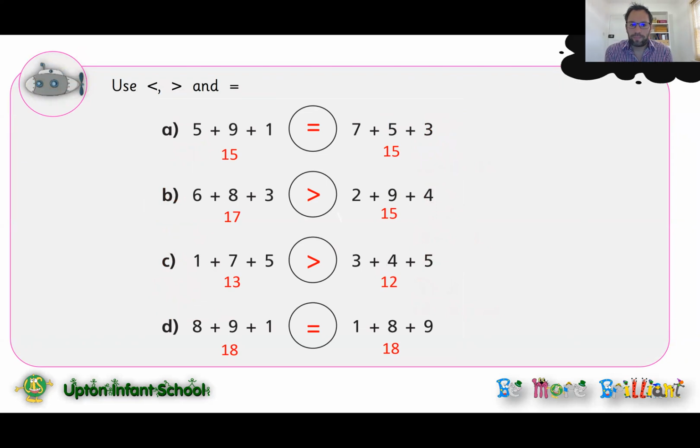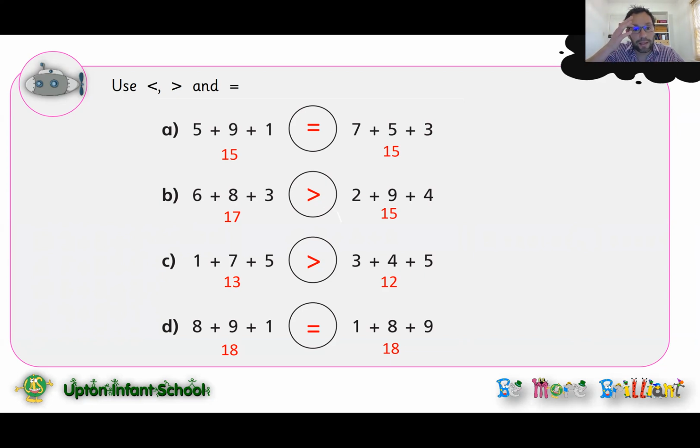On to the last one. So here are the answers. So hopefully you've managed to use your strategies to find the answers. So the answer to question A, the first one is 15 and the other side is 15. So those two equations equal, they balance, don't they? Question B, the side on the left is 17 and the side on the right is 15. So 17 is greater than 15.